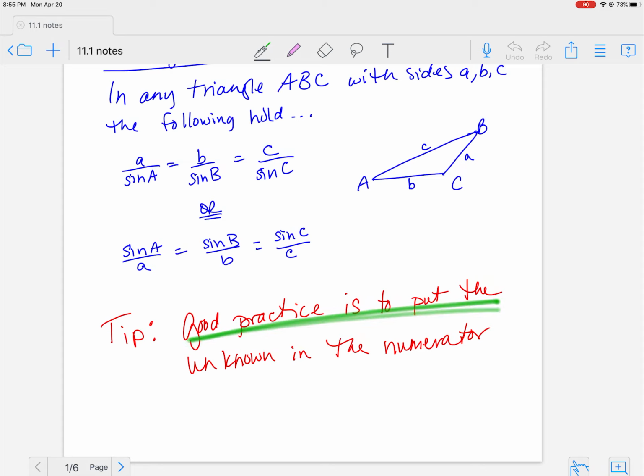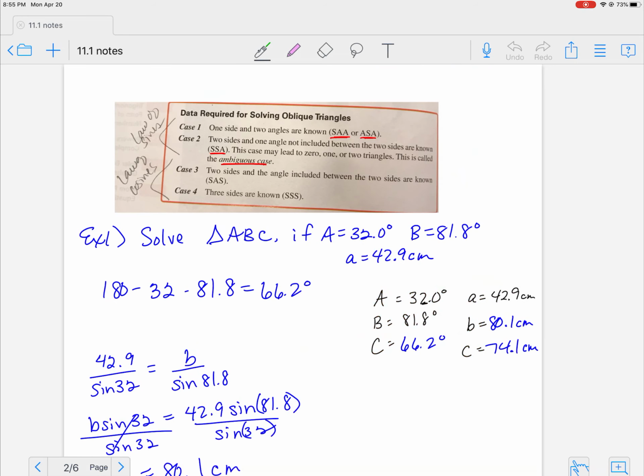Here's a good practice tip. It is good practice to put your unknown in the numerator. So if I'm solving for an angle measurement, then I'm going to put that in the numerator. If I'm solving for a side, then I'm going to put that in the numerator. All right? Okay. So here we have 4 cases.